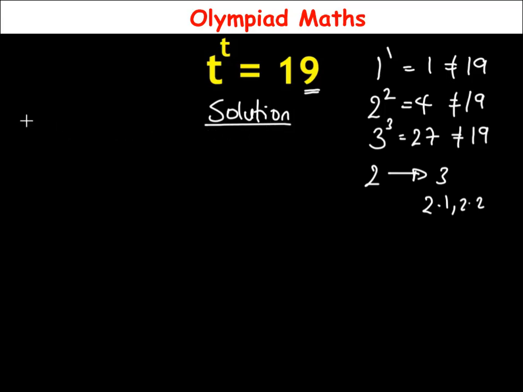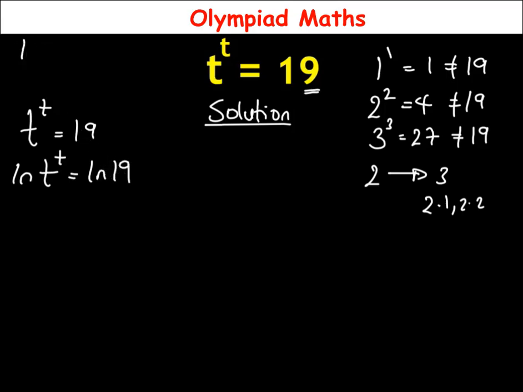To solve this, we have t to the power of t is equal to 19. With this, we are going to introduce natural logarithm on both sides of the equation. So ln on both sides of the equation. So ln of t to the power of t is equal to ln 19.